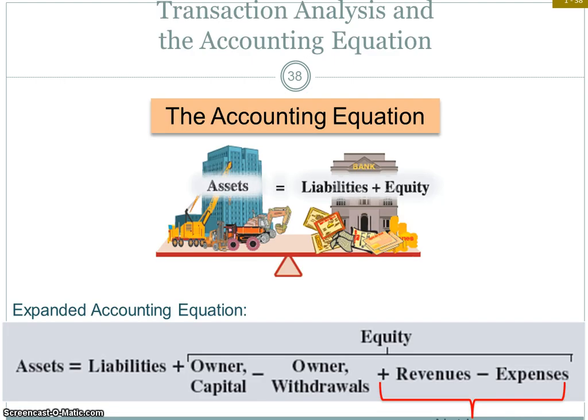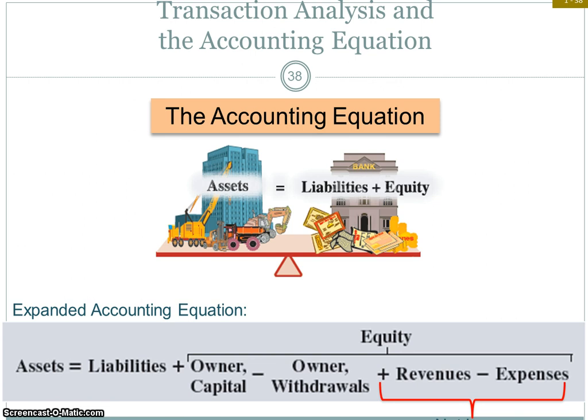The accounting equation on an expanded level, the expanded accounting equation, is where we take the equity section and break it out into four sections. We have owner capital contributed, owner withdrawals, which could be in the form of dividends or withdrawals by single owners. And then we take the income statement, the revenue and expenses, to get net income. And that's all four components of the equity section.